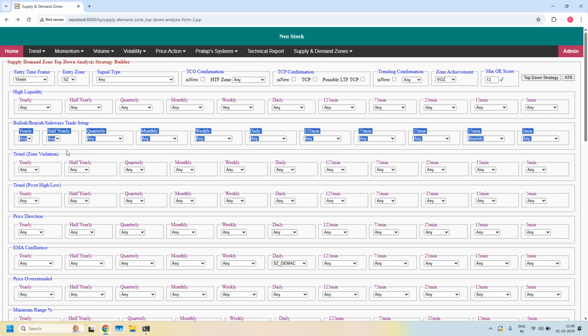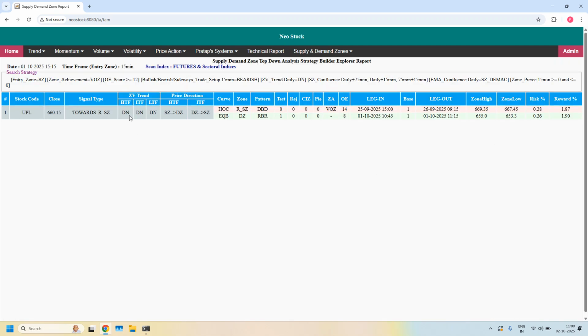At the same time, trend on the daily should not be sideways. It should be downtrend because it is a bearish trade setup. So it is filtered. So this 15-minute supply zone might have more high probability to succeed, provided less than 20 checklist items are satisfied. Otherwise, higher chances of zone violation.